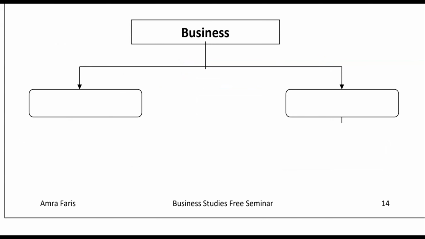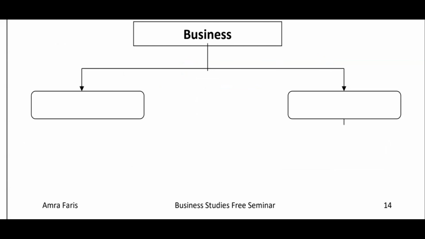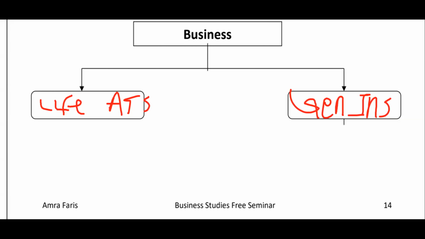One is life assurance, that is assurance, life assurance. And the next one is general insurance. Write it. Life assurance. And the next one is general insurance. Now, what are the things which come under these? I will tell you. Write it down. Life assurance and general insurance.